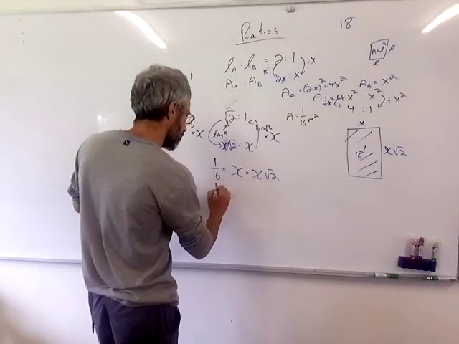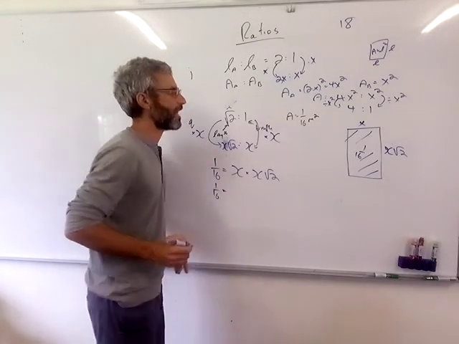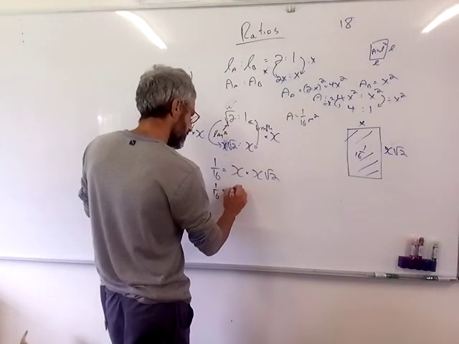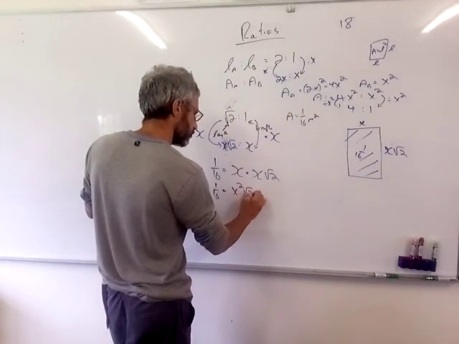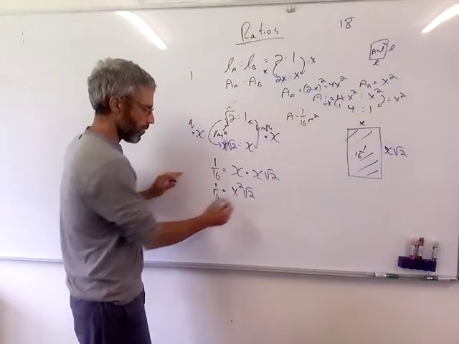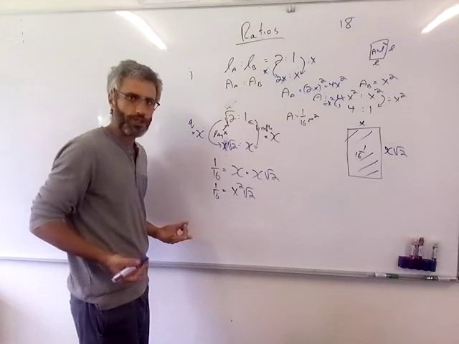Okay, so it's 1 over 16. What is x times x? We've already looked at it here, and hopefully you remember from last year. It's going to be x squared square root 2. Okay? Now, how do you solve that? You looked at things like that.